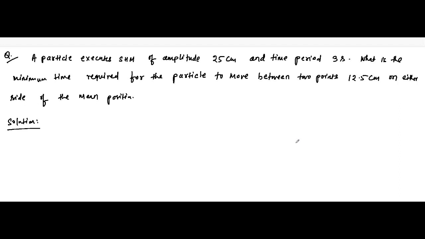So for this, first we have to write the standard SHM equation form, which is A sine omega t plus phi. Here no information is given about the initial phase, so phi will be equal to 0 radian. So this will become A sine omega t.